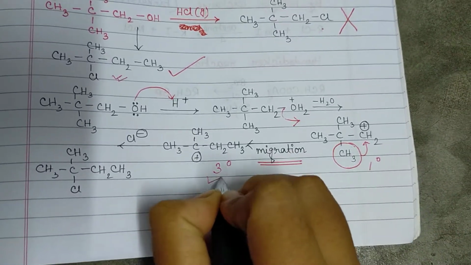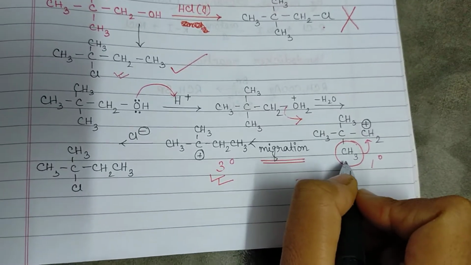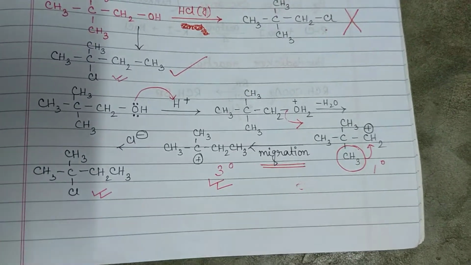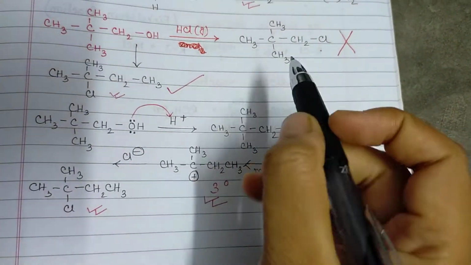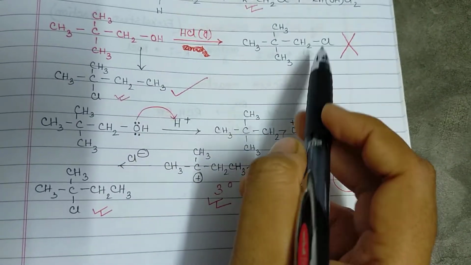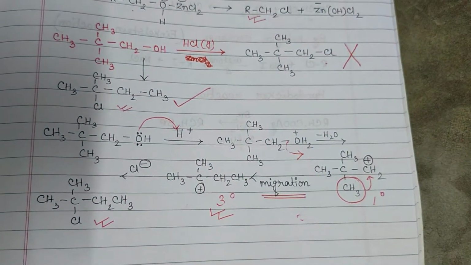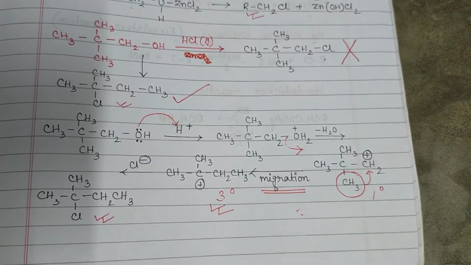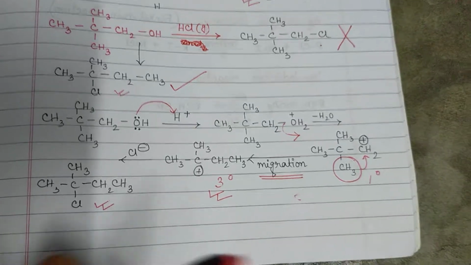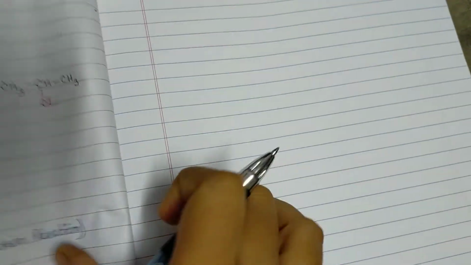So for the higher stability of the 3 degree carbocation, this migration is carried out by this 1 degree carbocation, and after that we can have our product, this 3 degree alkyl chloride, not the 1 degree alkyl chloride. So this is the reason why we do not get this product but we get this type of product. In case of 3 degree alcohols, mostly this type of rearrangement or migration of groups takes place. So that is not reactive towards this HCl gas.